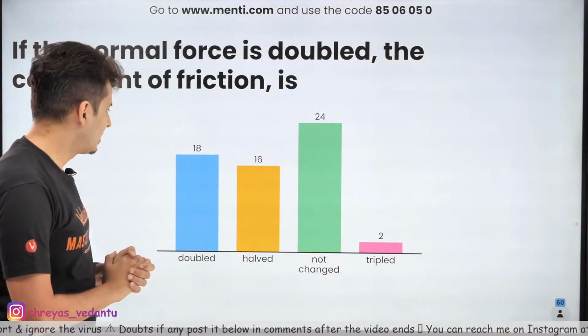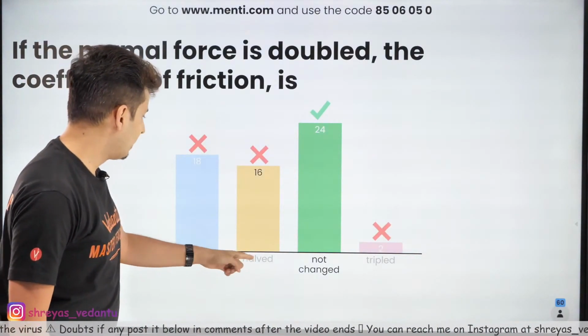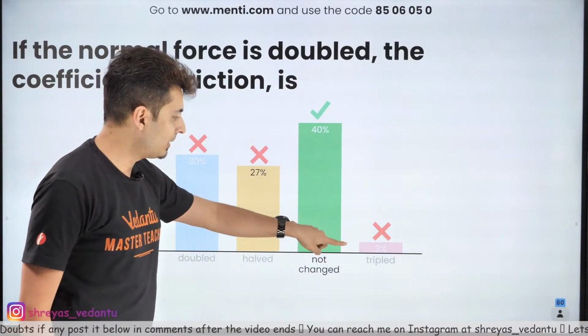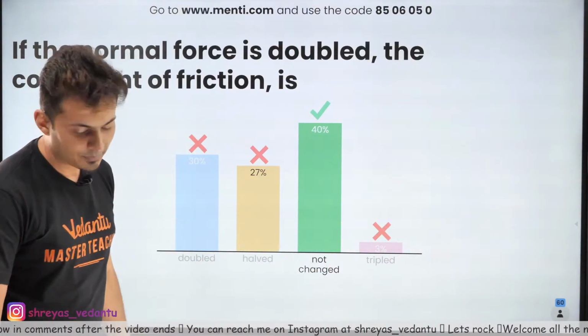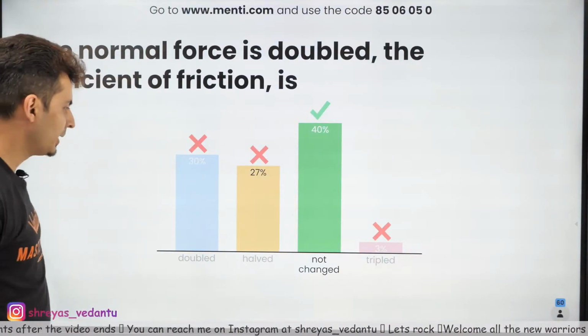Alrighty. What is happening? Double, half, tripled. Who is this tripled? 3% people. Who are these people? Where do they come from? Anyways, never mind.